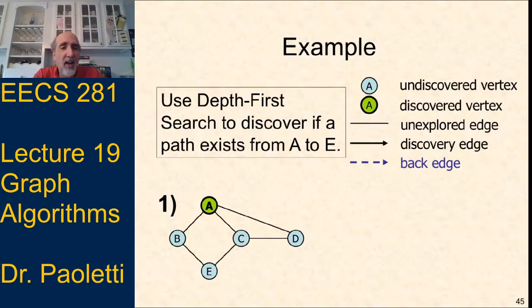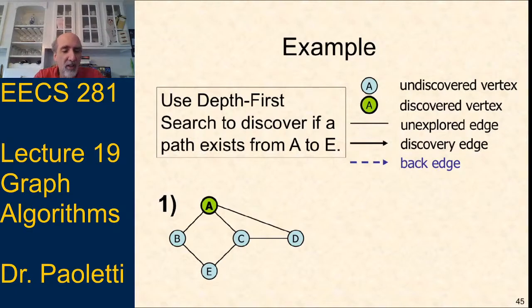So I'm trying to discover a path from A to E. And I'm going to use depth first search. The greenish ones are the vertices we've discovered. The blue is the ones we haven't yet discovered. The light edges are the ones we haven't explored. The dark black ones with an arrow are the ones we have discovered. And the blue dotted ones, the back edges, are basically saying, hey, I discovered a way to get back to somewhere I've already discovered, and those back edges really aren't important to me.